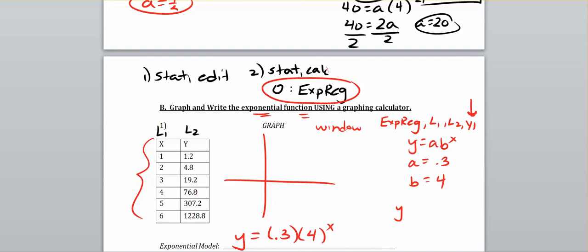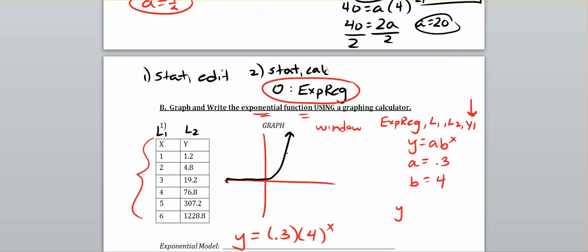So maybe let's go 1500 for my y max. Okay, go ahead and press graph. Wait a second, because it's computing, and I should be able to see my exponential. Now, it looks just like this. It's just going to hug the x-axis, and then it's going to shoot up.